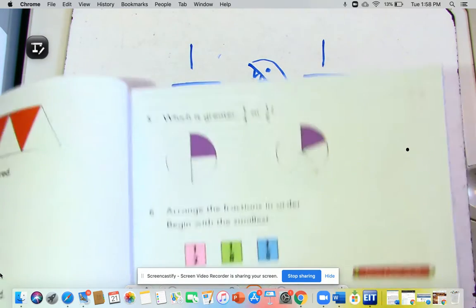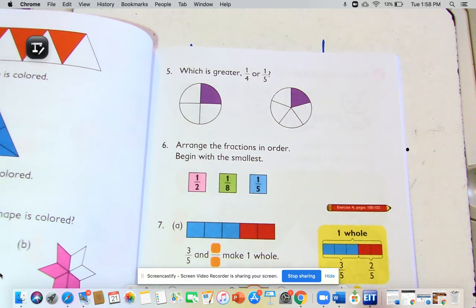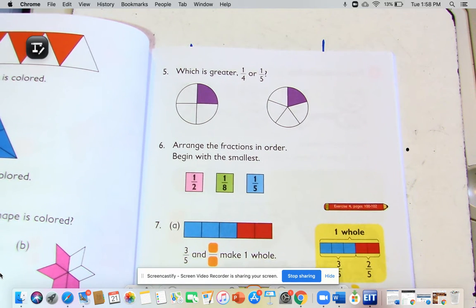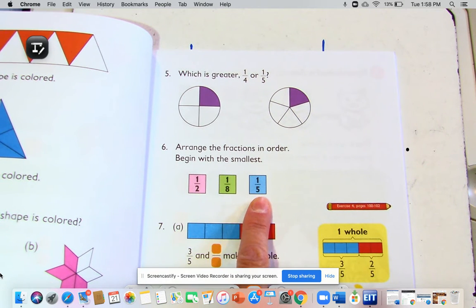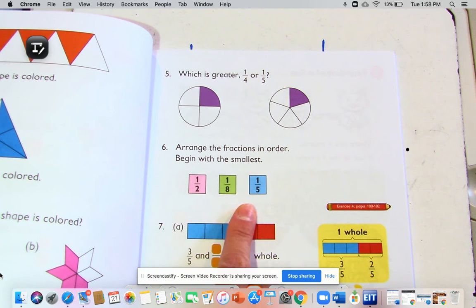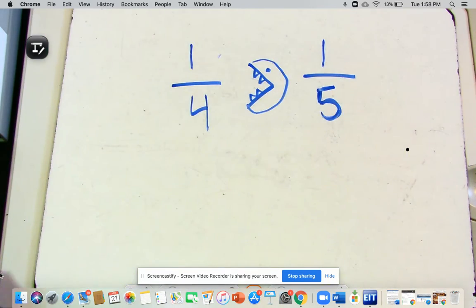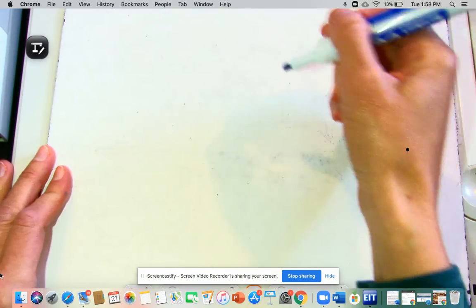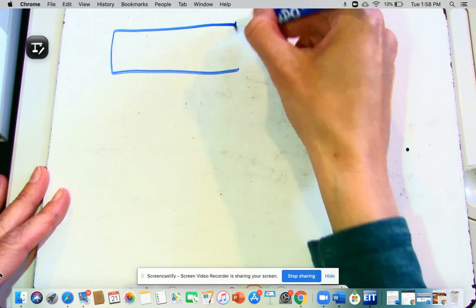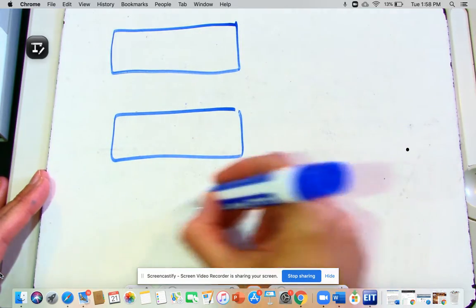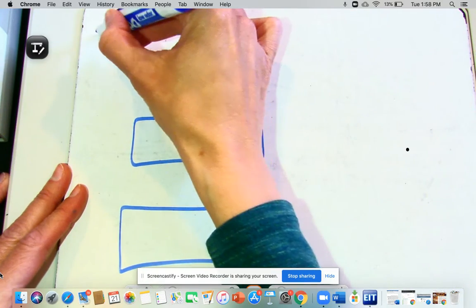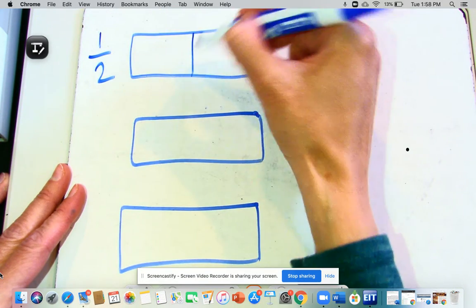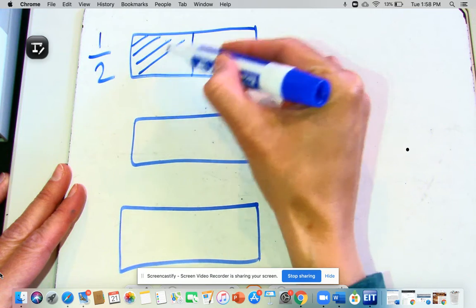All right, let's try another one. Number 6 says, arrange the fractions in order, begin with the smallest. They've given us some fractions in these little boxes, 1/2, 1/8, and 1/5. What you might want to do here is draw a little picture. I know it always helps me to draw pictures. So we are comparing 1/2, and I'm just going to draw 3 rectangles. Then I'm going to draw what 1/2 looks like, because we're going to try to put these in order from the smallest to the biggest.